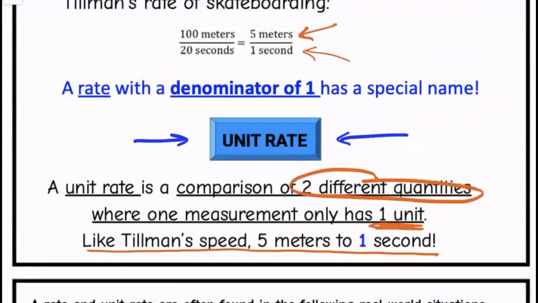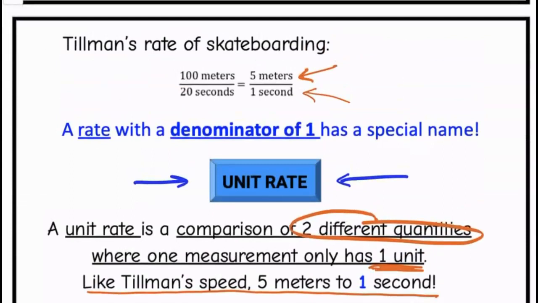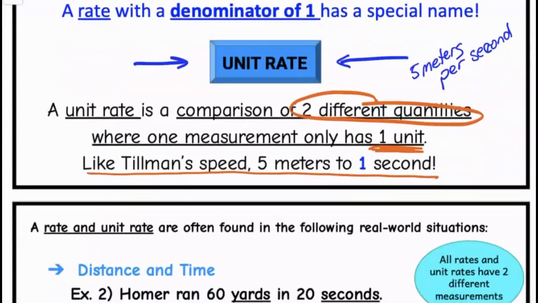So we would not actually say Tillman skated 5 meters to 1 second. We would go ahead and write it as 5 meters per second. And the 1 is implied. It's implied that it's only 1 second, per 1 second, per second.